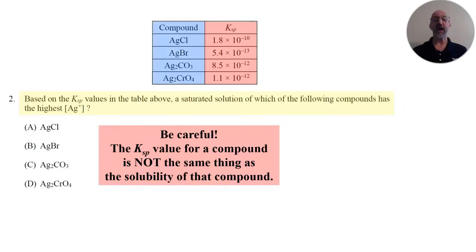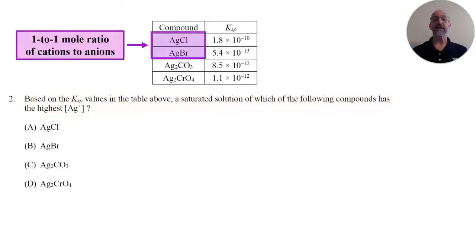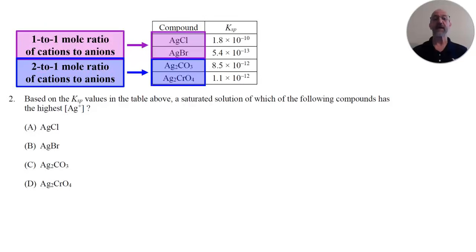Each of these compounds does contain silver in its formula, but notice that each formula does not have the same ratio of cations to anions. The first 2 formulas in this table are silver chloride, AgCl, and silver bromide, AgBr. For these compounds, there is a 1-to-1 mole ratio of cations to anions. But the next 2 formulas, silver carbonate, Ag2CO3, and silver chromate, Ag2CrO4, have a 2-to-1 mole ratio of cations to anions.